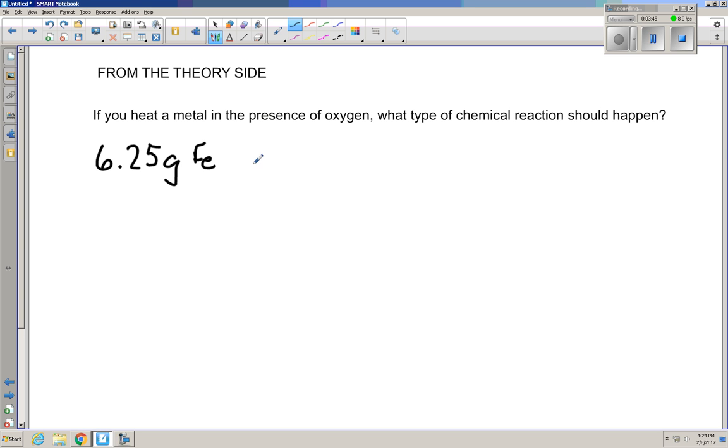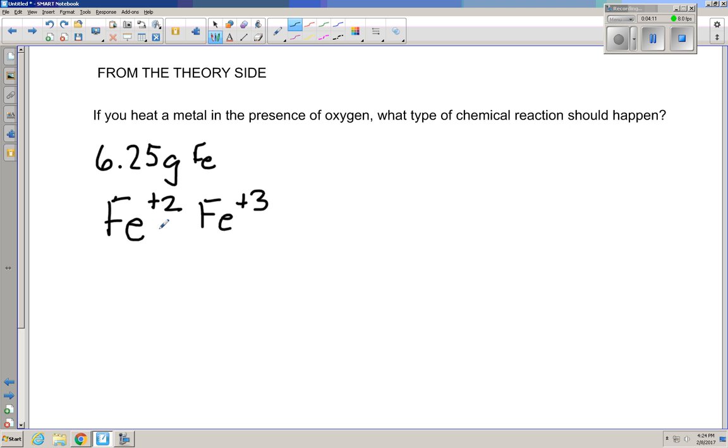Now you know iron, you could look on the periodic table and you know that iron could be a number of different oxidation states. And so let's just do that now. If you do a little bit of reading on this, you find out that iron can basically exist as Fe +2 and Fe +3.